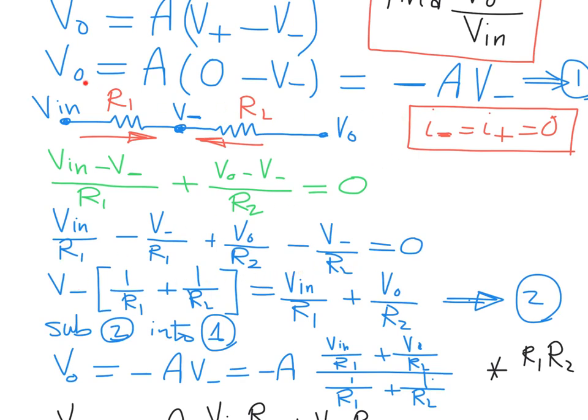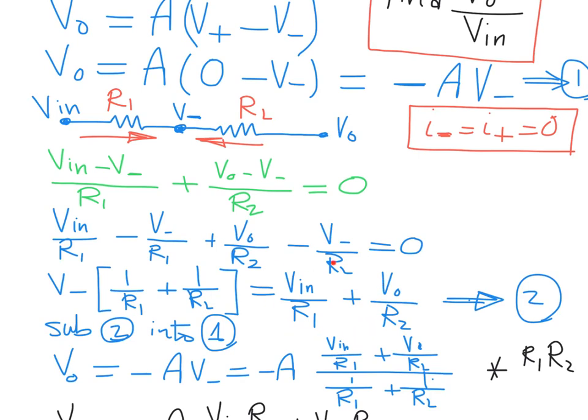We already have the relation between VO and V minus. So if we can get V minus as a function of VO and Vn, we can substitute with this relationship in the first equation, and then we'll have the final relation between VO and Vn. So here we'll take V minus common between the second and fourth terms: V minus multiplied by 1 over R1 plus 1 over R2 equals Vn over R1 plus VO over R2.